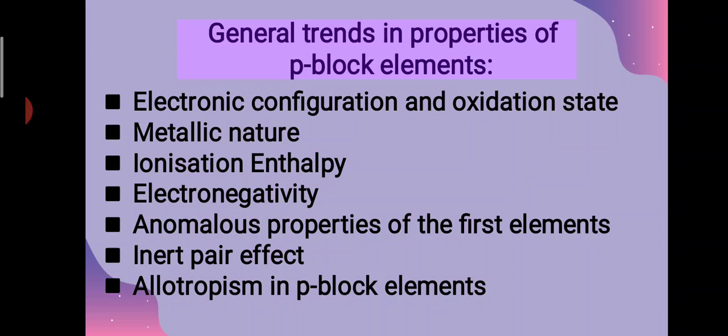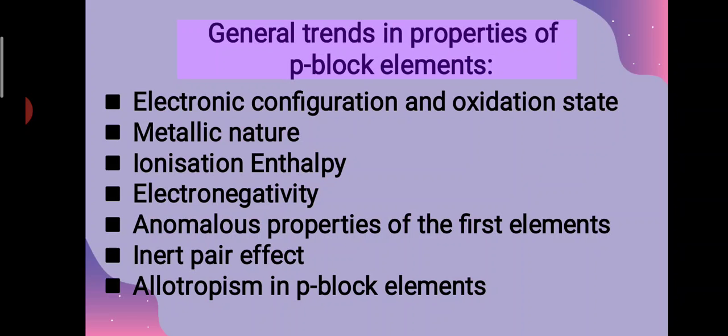You can see the halogens have the negative oxidation state. And what is the boron family called? Icosagens. The carbon family is called tetragens. The nitrogen family is called pnictogens. The oxygen family is called chalcogens. Halogens are the fluorine family. And finally you will have the inert gases.